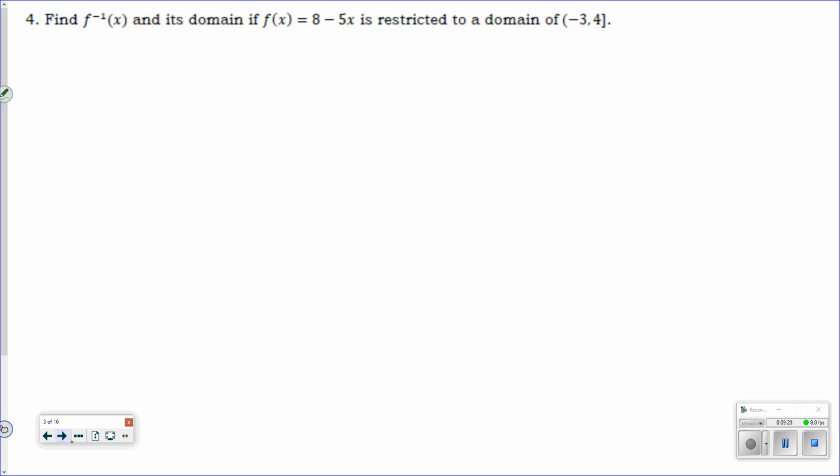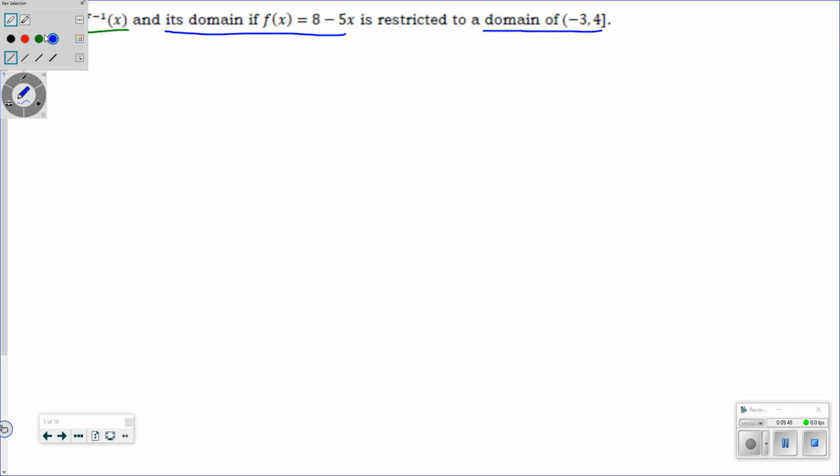Number 4, find the inverse of f and its domain, if f of x is 8 minus 5x, restricted to a domain of -3, 4. So there's 2 parts to this problem. The first, to find the inverse function, which we'll do first. The second, find out its domain if the original function has a domain of -3, 4. So let's do the first part first. I'm going to find the inverse function. So I'm given f of x is 8 minus 5x.